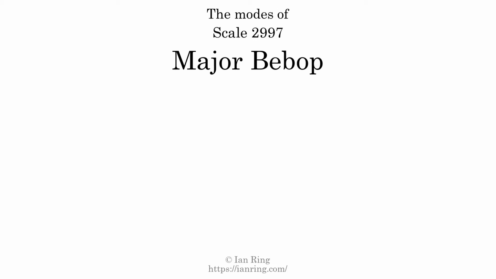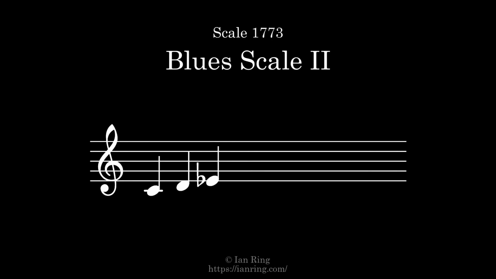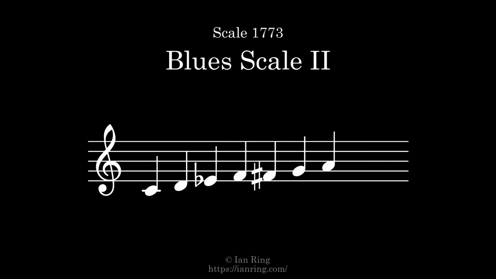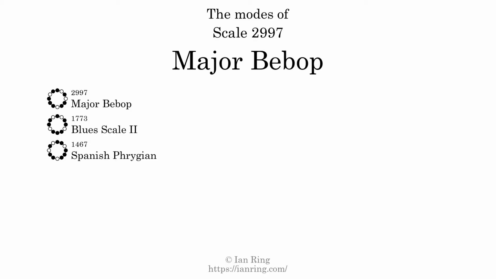This scale has 8 modes. The first mode is itself. The second mode is scale 1773, also known as Blue Scale 2. It sounds like this. The third mode is scale 1467, also known as Spanish Phrygian. It sounds like this.